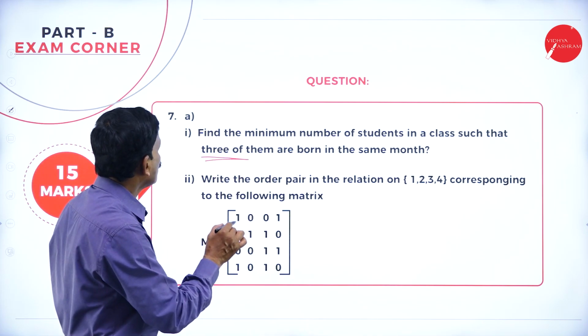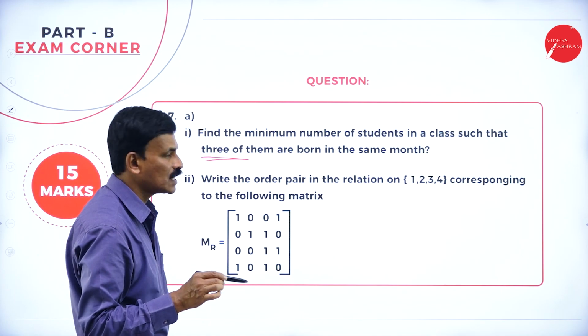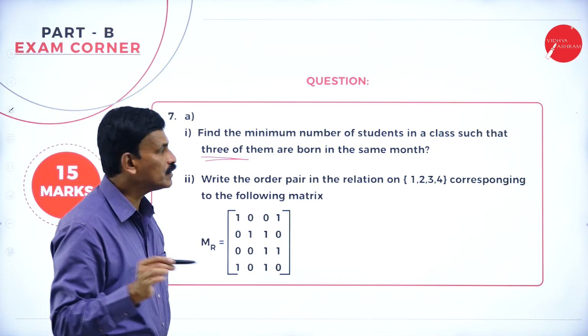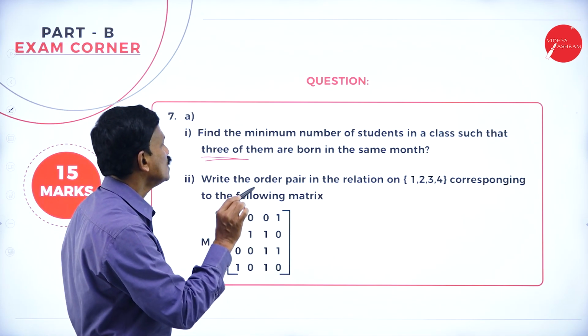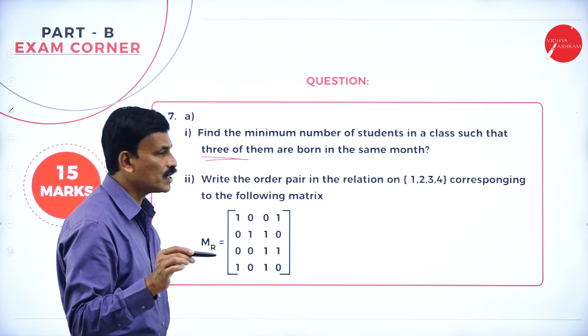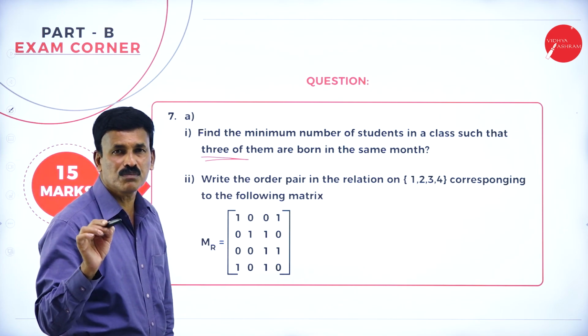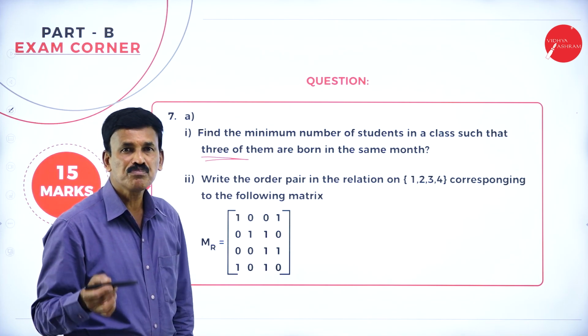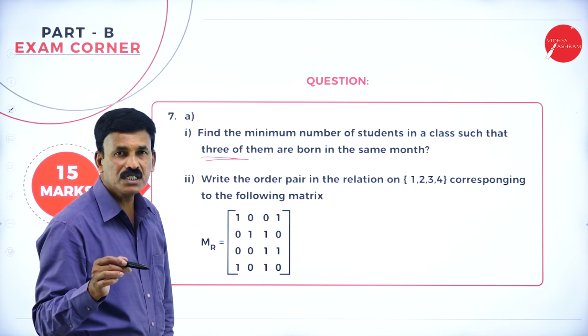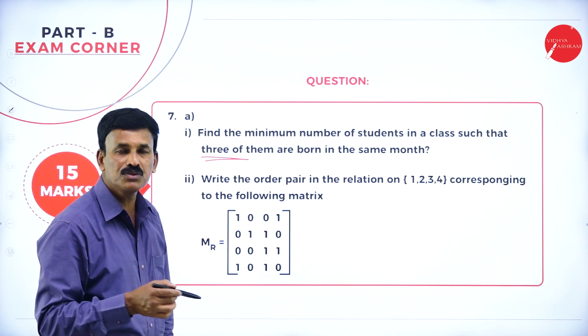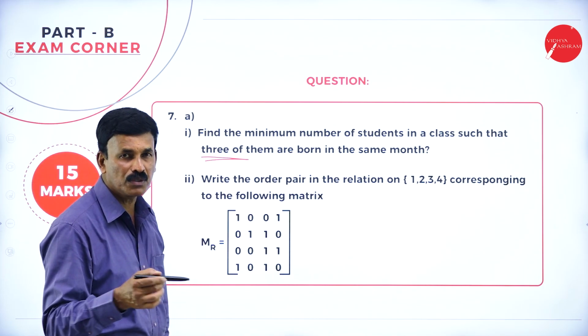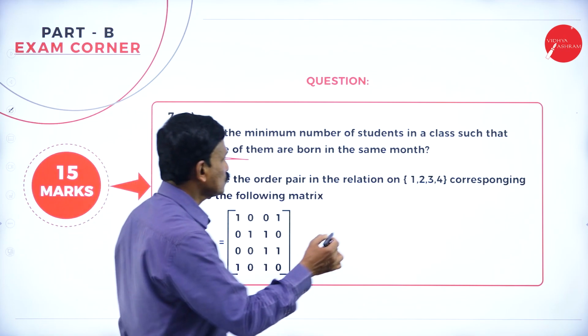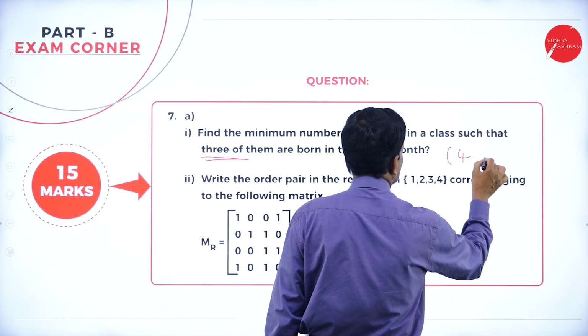So what is the question? Find the minimum number of students in a class such that 3 students are born in the same month. This can be solved using the concept of the pigeonhole principle. We have studied the pigeonhole principle. Using it, we can solve this problem. For this, the marks will be 4 marks.